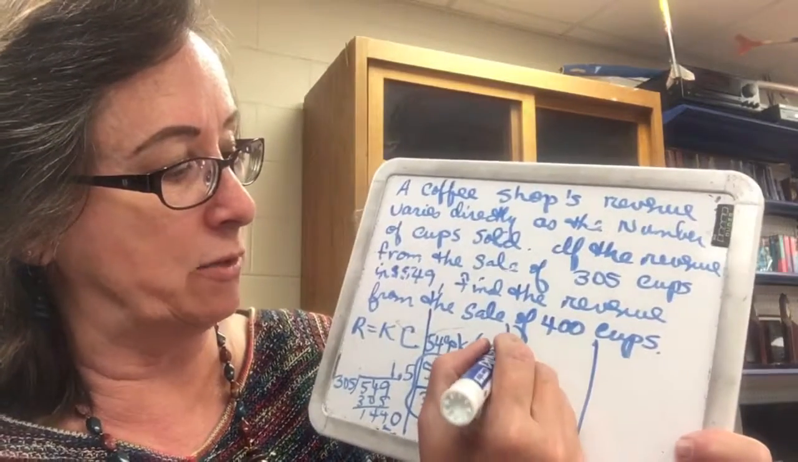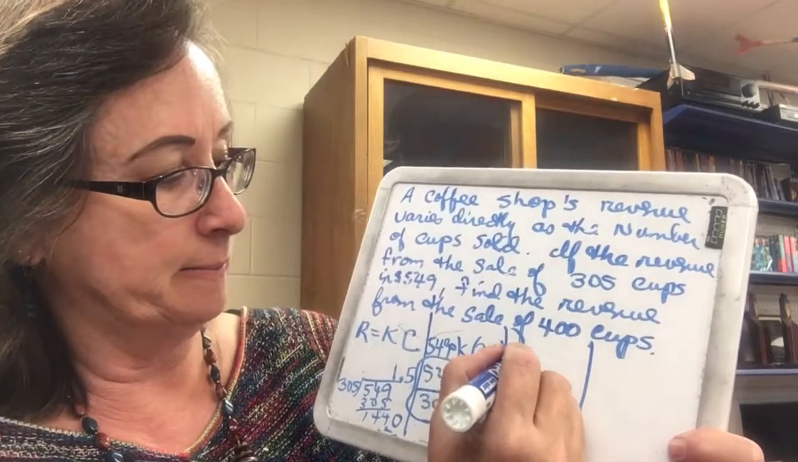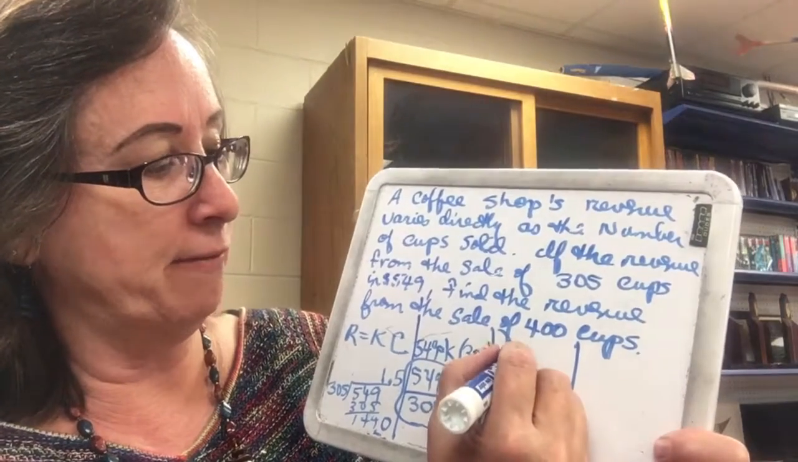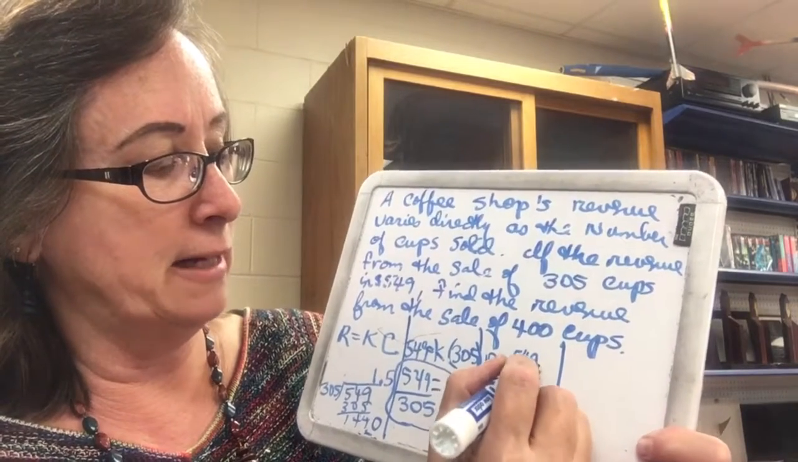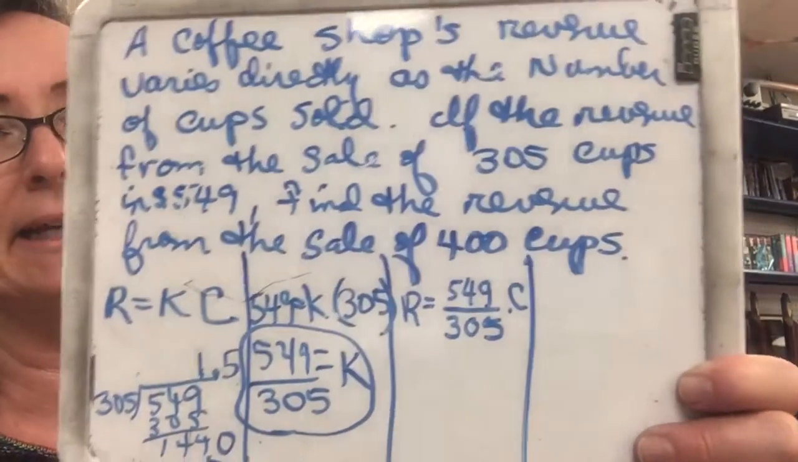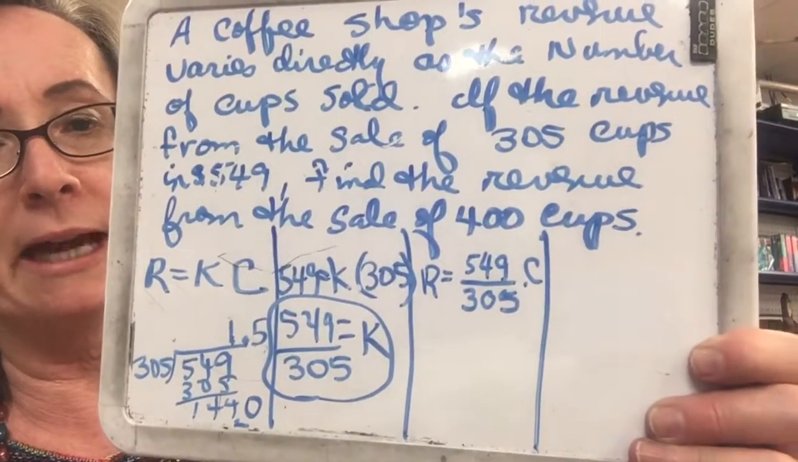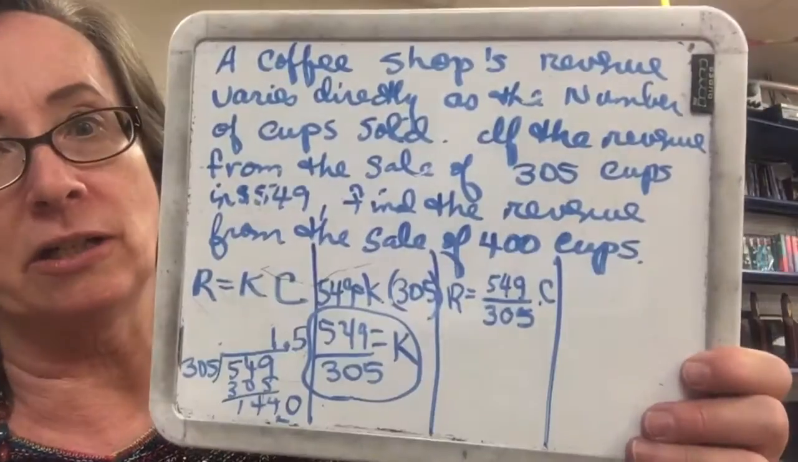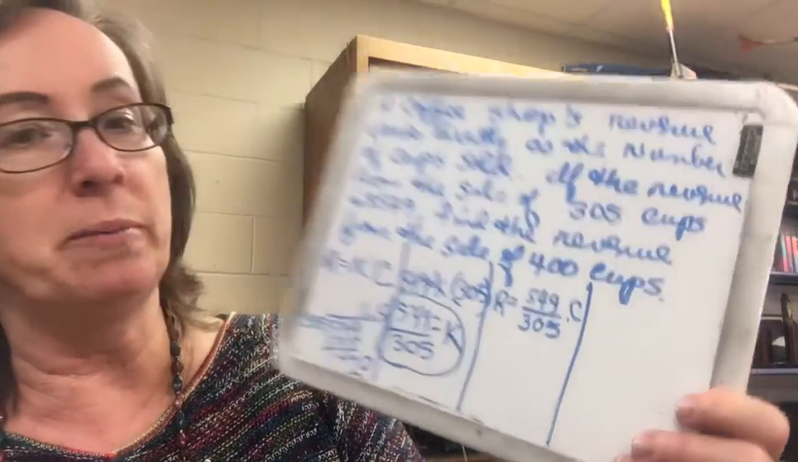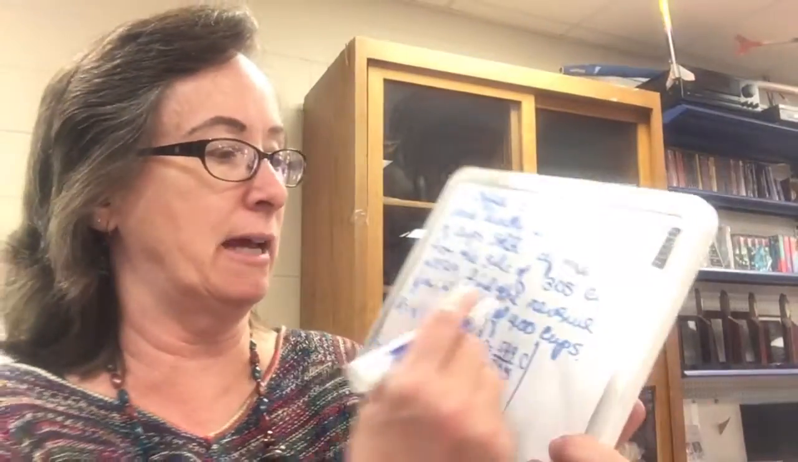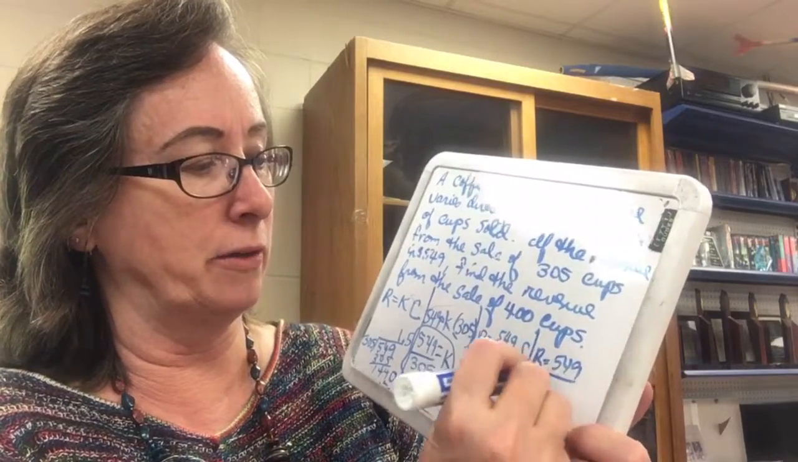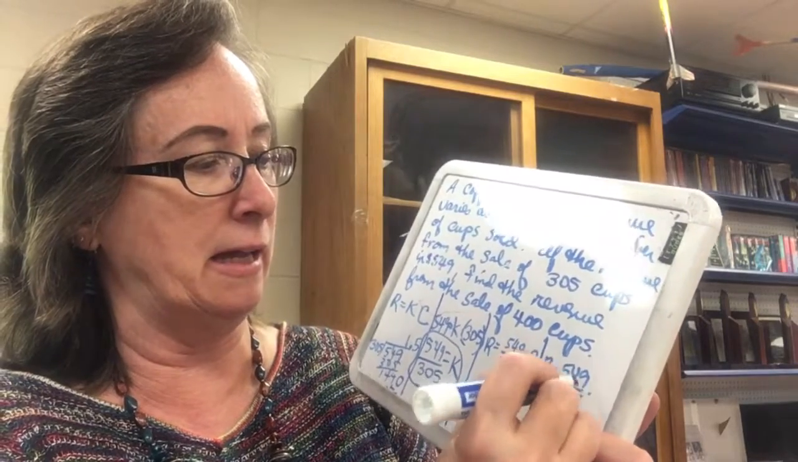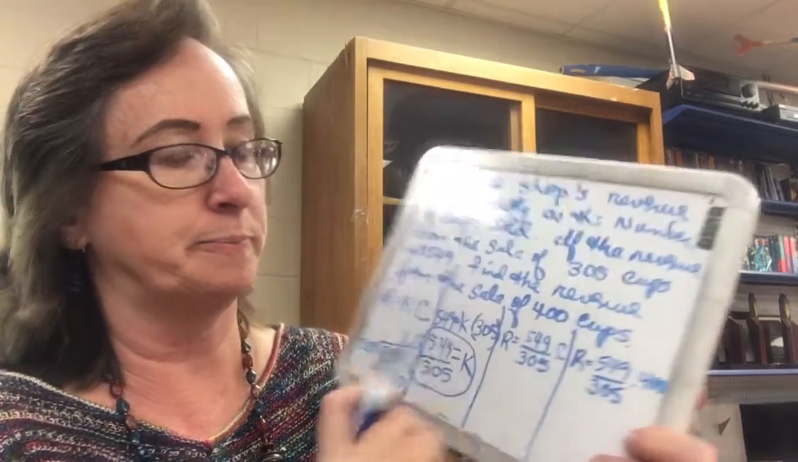So my new equation is revenue is k, so that's 549 over 305 times c. So I'm just plugging it in, because I don't have my calculator. I'm not reducing it right now. And the last thing is to answer the question. Then what would be the revenue from 400 cups? So now I get revenue is 549 over 305 times 400.